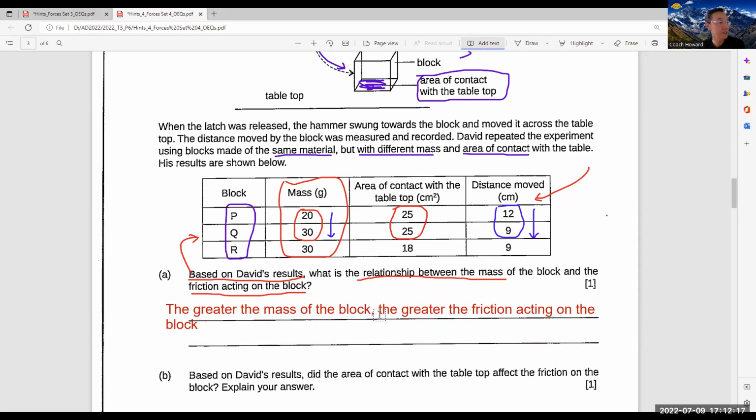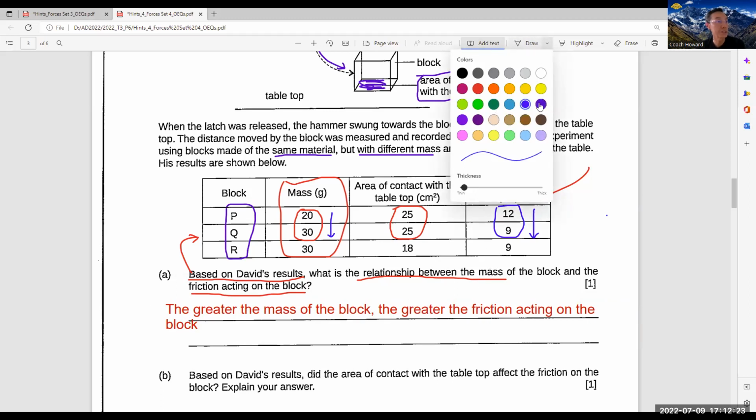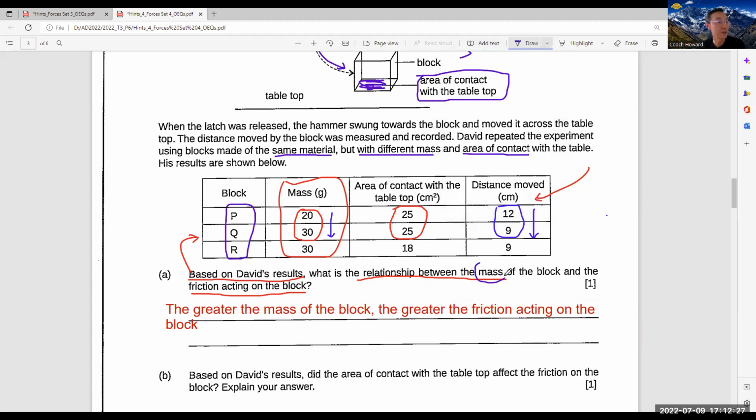Okay, the greater the mass of the block, because here the question asks you what is the relationship between the mass. So you take note of this word here, the mass. Can you see my mass also down here? So this is what the examiner looks for. When they ask you mass, you talk about mass. Don't change the word to weight or something else. So this one, the mass is here. Can you see? And the friction acting on the block. So the greater the friction. Can you see the word friction here?